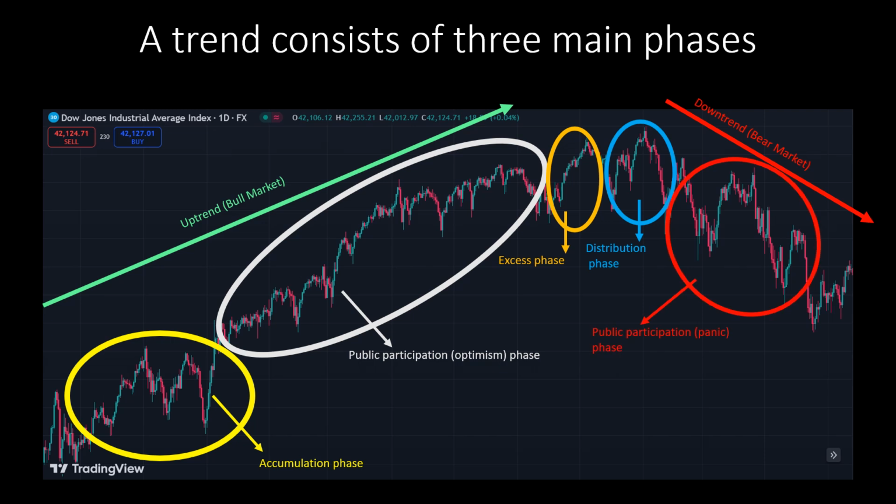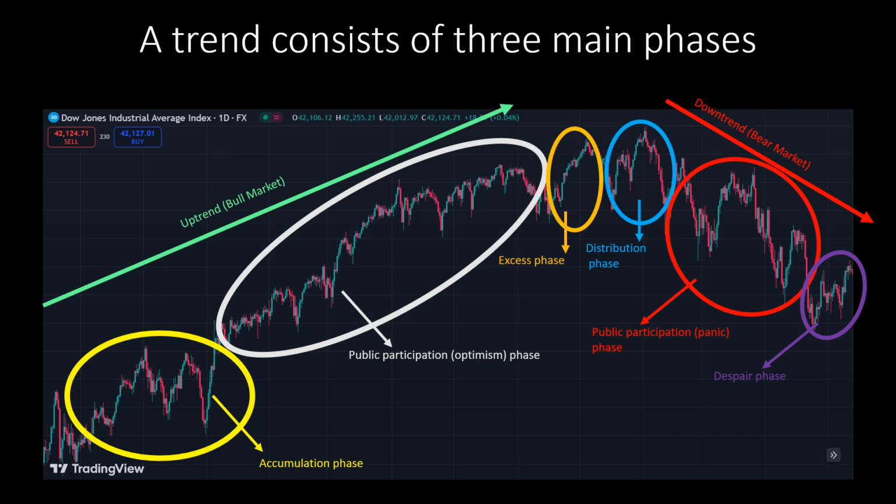After this, a second round of public participation occurs, but this time everyone is in panic mode, and pessimism is the prevailing sentiment of the market. This causes the price to drop significantly. After this panic, everyone hates the asset for not being profitable anymore, and there's no buyer in the market. So the price keeps fluctuating in a very small range. This is called a despair phase.